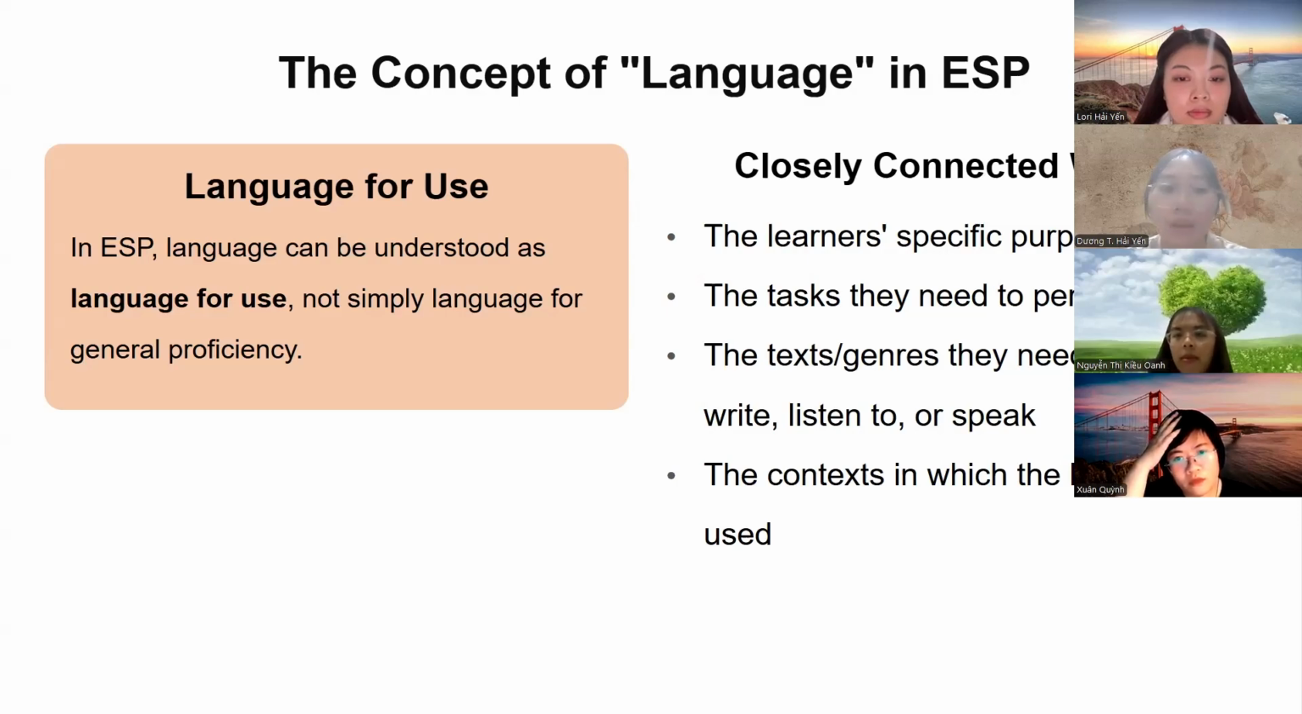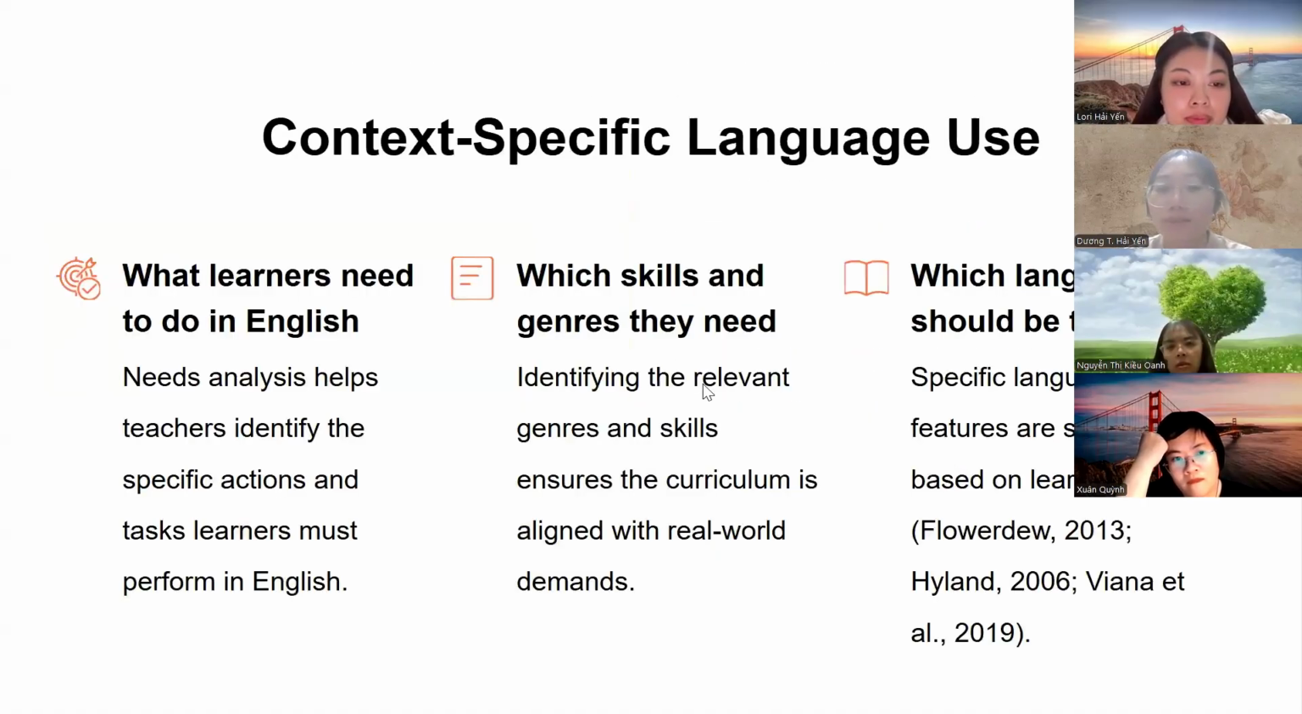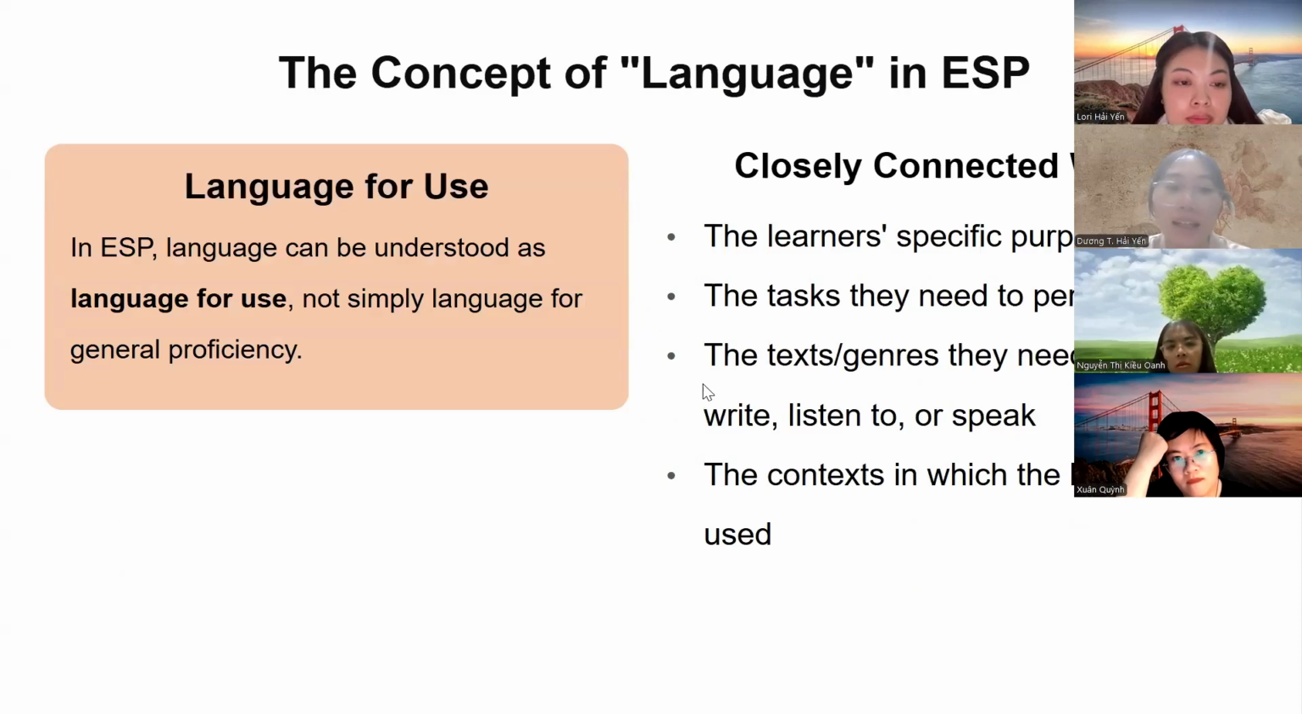do in real life. For example, it is connected with their specific purposes, the tasks they need to perform, the texts or journals they need to read, write, listen, or speak, and the context in which they use English. So language in ESP is always related to real communication needs. It is not taught in isolation because learners need to use it in specific situations.